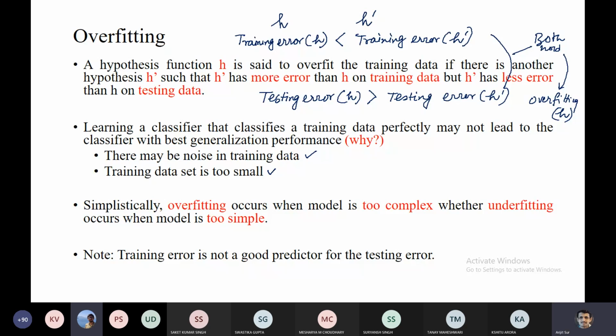Simplistically, overfitting occurs when the model is too complex, while underfitting occurs when the model is too simple. So we have an idea that we have to choose in between. Training error is not a good predictor of the testing error. Definitely, if the training error is low, it does not mean our model is good; there is no meaning in that. Ultimately, the model is evaluated on the basis of testing error, not training error. That is the very important thing to consider in machine learning. If you have any other question, you can ask.